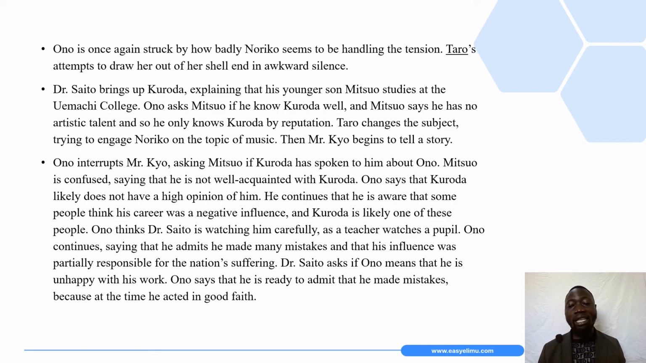He continues that he is aware that some people think his career was a negative influence, and Kuroda is likely one of these people. So Ono again thinks Dr. Saito is watching him carefully, as a teacher watches a pupil. He continues saying that he admits he made many mistakes, and that his influence was partially responsible for the nation's suffering. So Dr. Saito asks if Ono means that he is unhappy with his work.